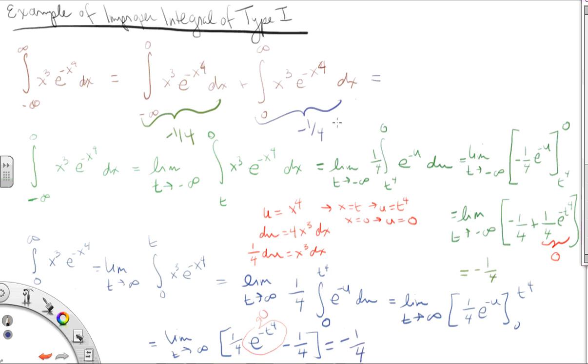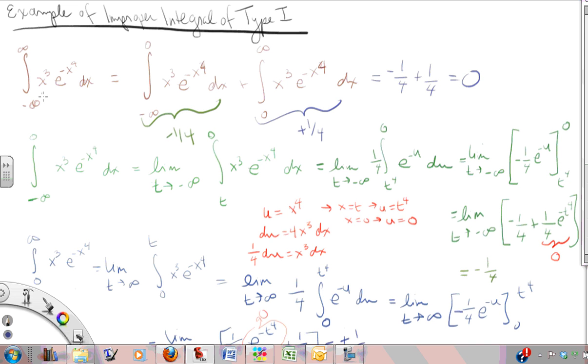And we get an answer of, oh wait a minute, that's minus here. Okay, so that's minus, minus, plus. So this goes to positive 1/4. So we get an answer of minus 1/4 plus 1/4, which is 0. So this thing actually converges to 0.